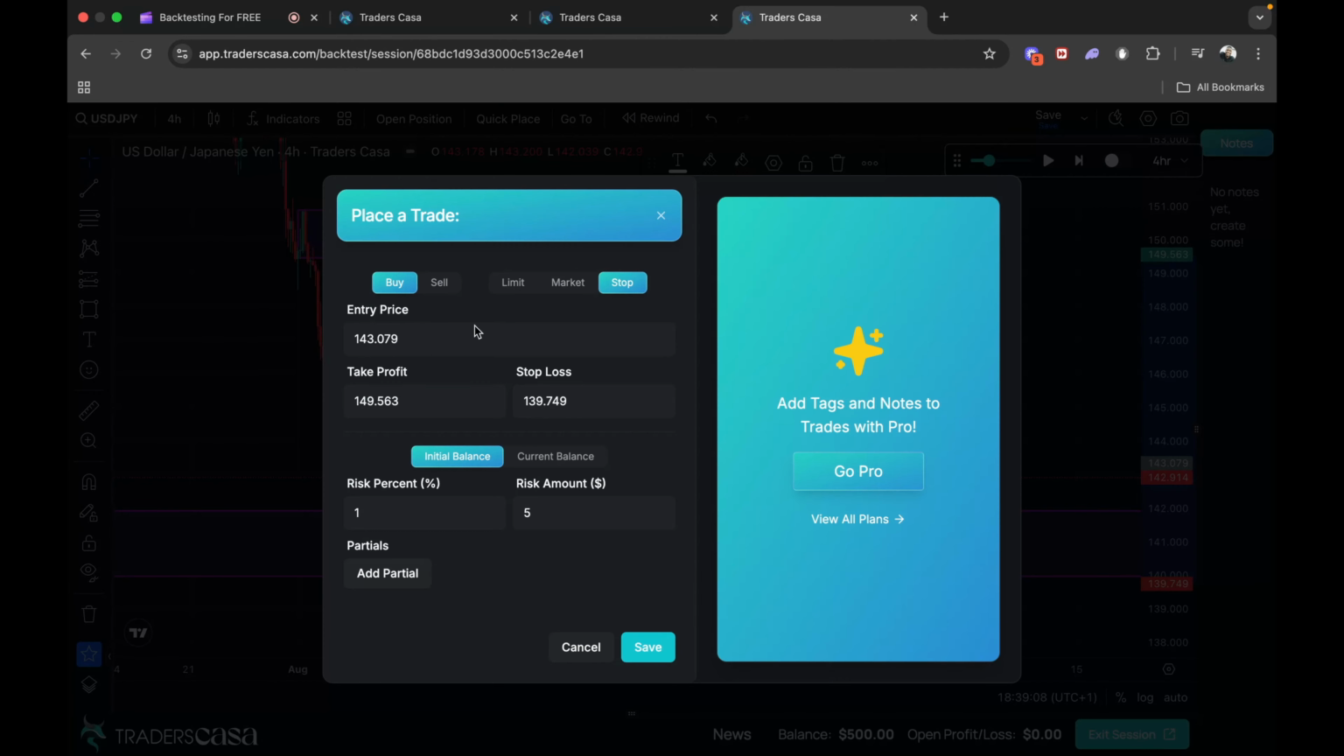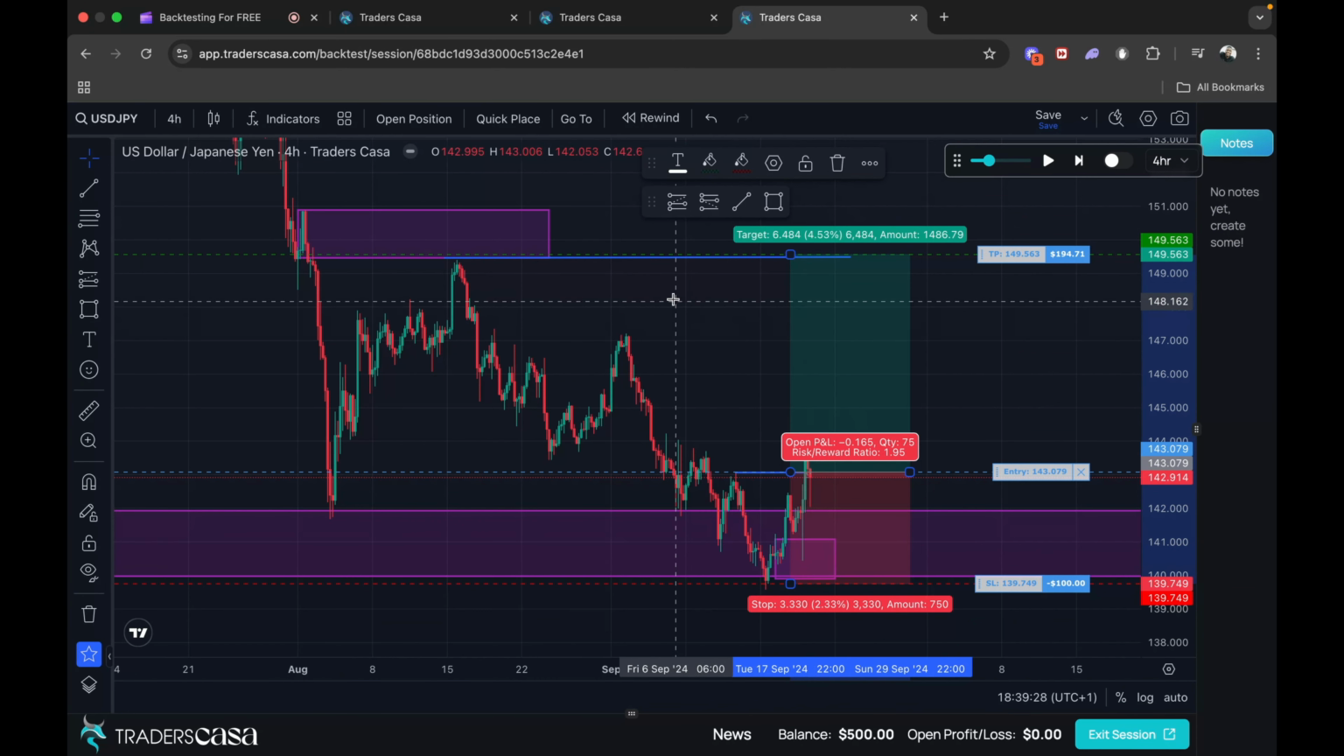So I still want to buy. How many percent of my account do I want to risk? Remember, I have $500, so I'm ready to risk, let's say, $100. That will be 20% of my account. So you can see 20%, $100 risk. This is my take profit, this is my stop loss. So save. Once you do that, you can see right here that I'm going to make $194 if it comes in my favor, and I'm going to lose exactly $100 if it goes against me. There's going to be my entry.